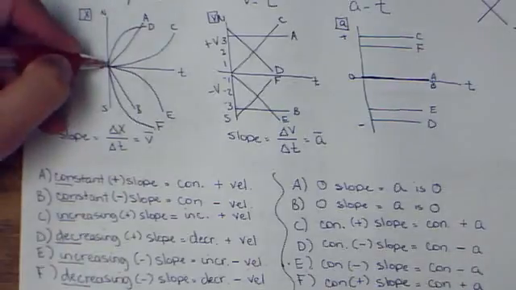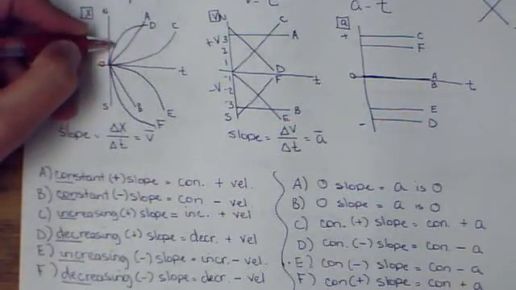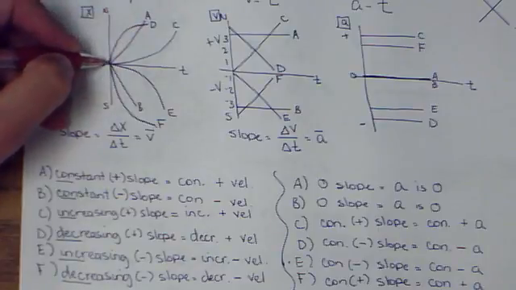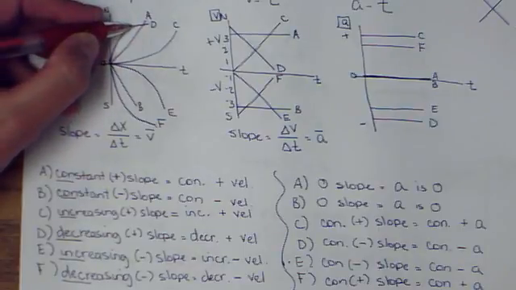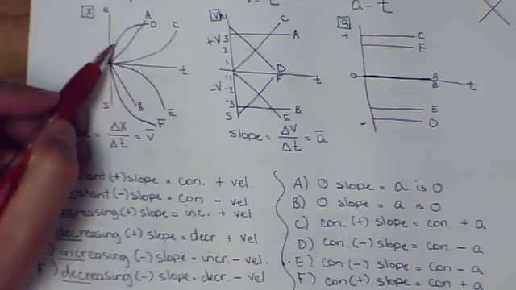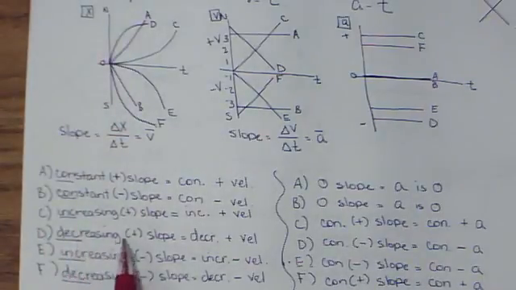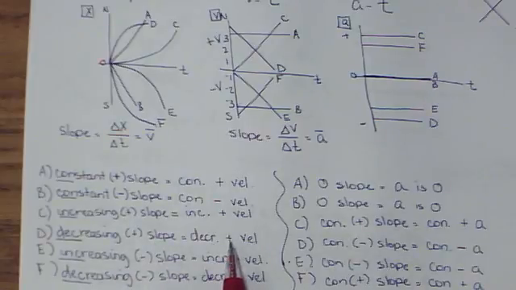Line D has a very steep slope to start out with, but it's followed by a shallow slope. So that's a decreasing slope. And it's still a positive slope because it goes up to the right, so it's a decreasing positive slope, therefore a decreasing positive velocity.